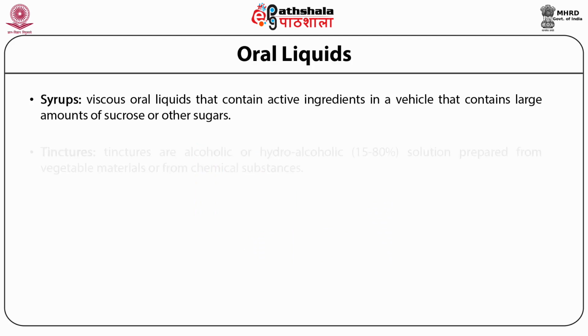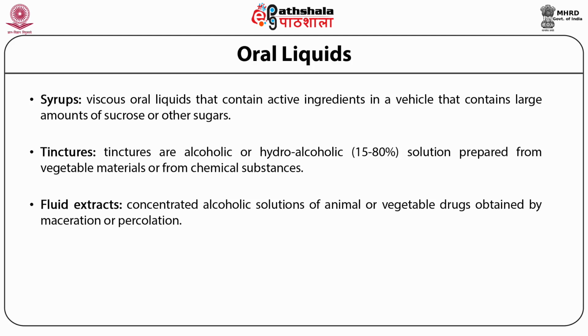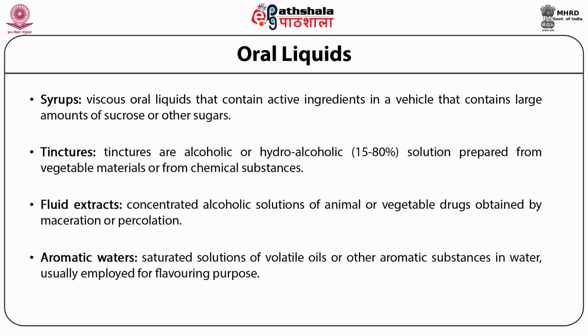Next category is tinctures. Tinctures are alcoholic or hydroalcoholic solutions that may contain alcoholic content from 15 to 80%. It is prepared from vegetable materials or from chemical substances. Another category is fluid extracts. These are concentrated alcoholic solutions used for animal or vegetable drugs, generally prepared by maceration or percolation. And the last category, used for labeling purposes, is aromatic waters. These are saturated solutions of volatile oils or other aromatic substances in water.